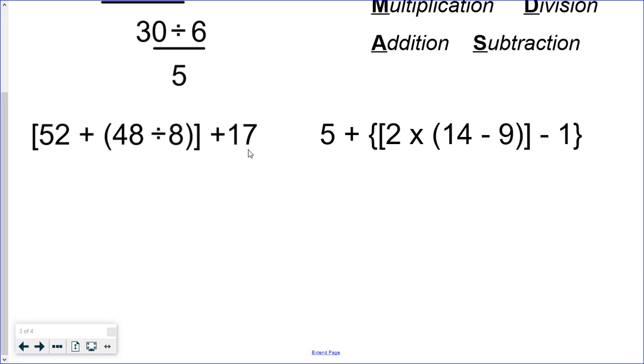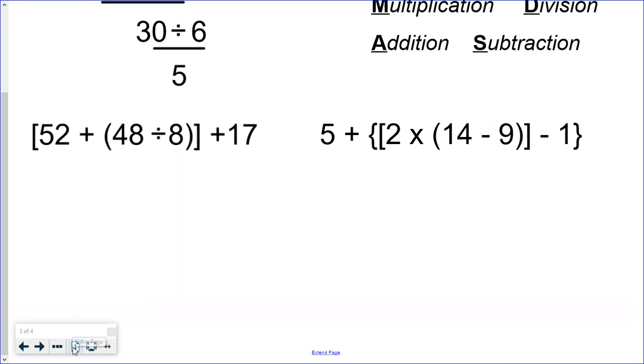Now already, just by looking at this problem, hopefully you'll be able to remember, well, you know what? That plus 17 is not inside the bracket. So that means this is going to be the very last thing I'm going to do. And I'm going to focus just on the inside of the bracket first.